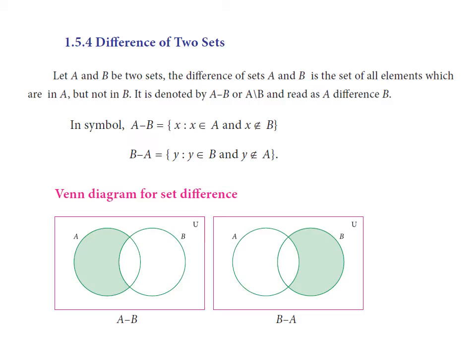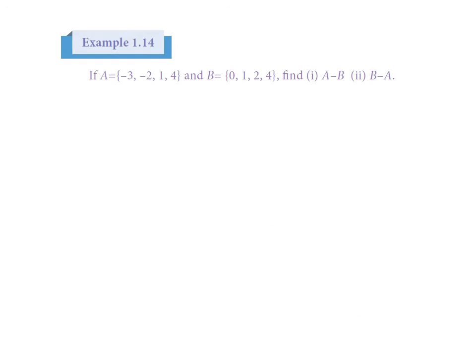So next one, example. If A is equal to {minus 3, minus 2, 1, 4} and B is equal to {0, 1, 2, 4}. Find A minus B and B minus A. We have to find A minus B and B minus A. So in that, A minus B. First write the elements of A minus B.